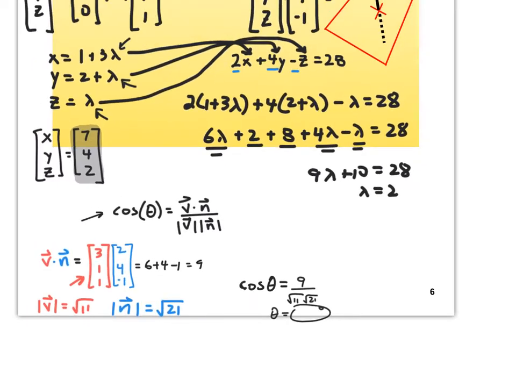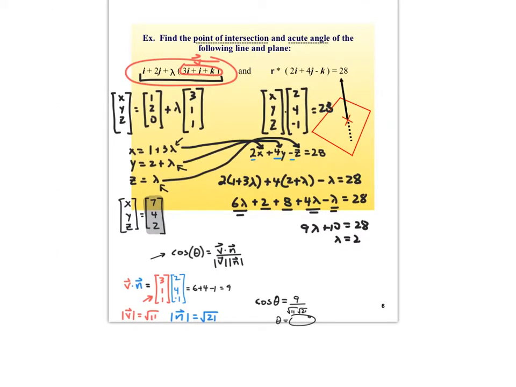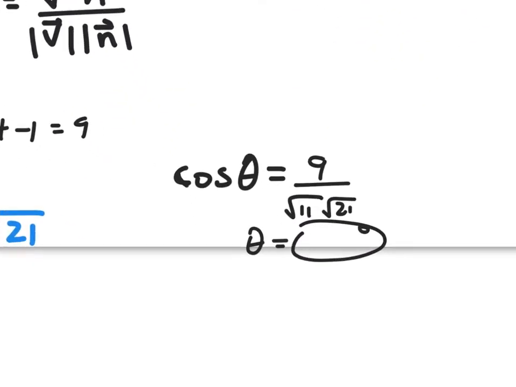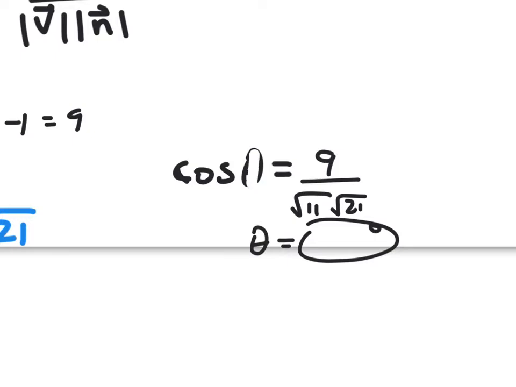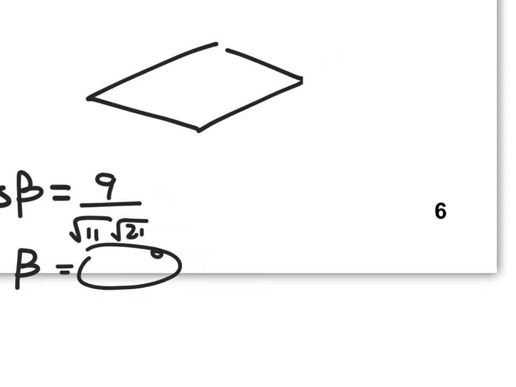Now, that's not our angle, right? I almost forgot. This is actually beta. So imagine we've got our plane, and we've got our normal, poorly drawn, and we've got our vector. This angle is beta. We just found that.